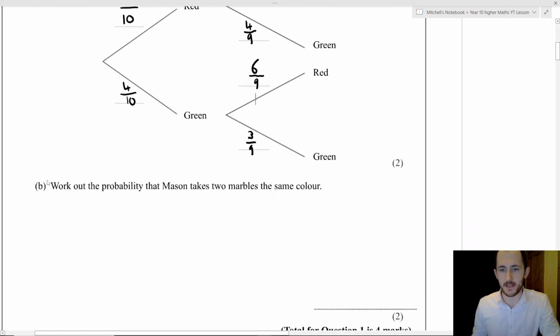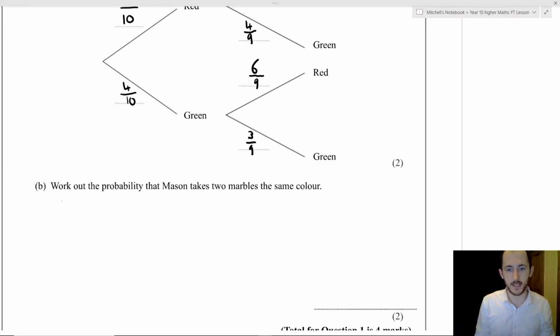Perfect. So part B, it says work out the probability that Mason takes 2 marbles of the same colour. And again, this is another place where students tend to make mistakes. Okay, the first thing you need to do is write out the different ways that he could take 2 marbles of the same colour.